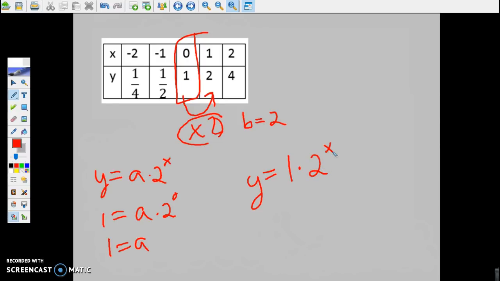Do you need that 1 there? No. But if you want to easily identify your a value and your b value, you want them there. But another sufficient answer would just be y equals 2 to the x power.